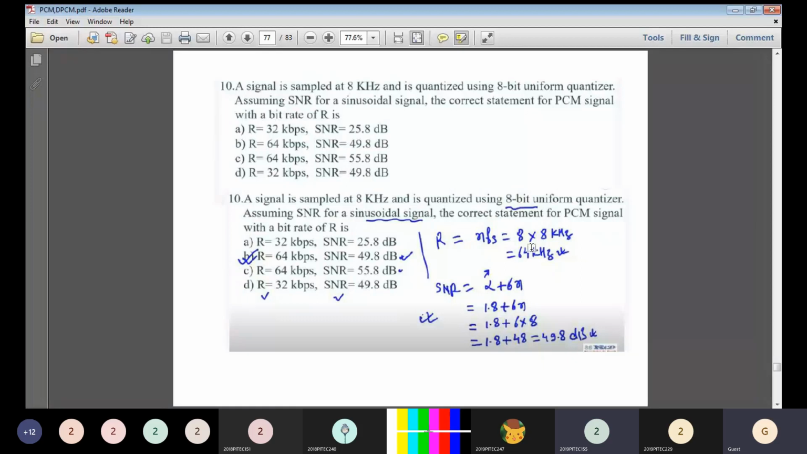So what will be the answer for this problem? 42.8 dB. Sorry, 49.8 dB. So the answer will be option B, that is capital R equal to 64 kbps and SNR value equal to 49.8 dB. Okay.